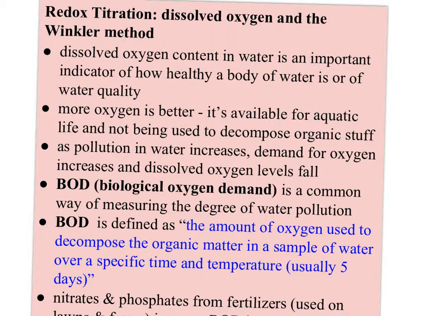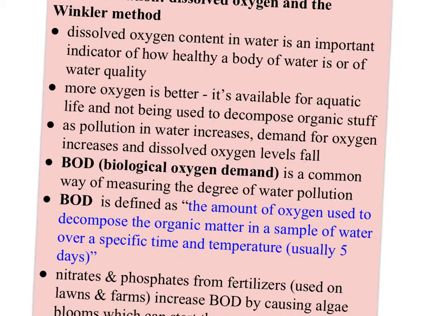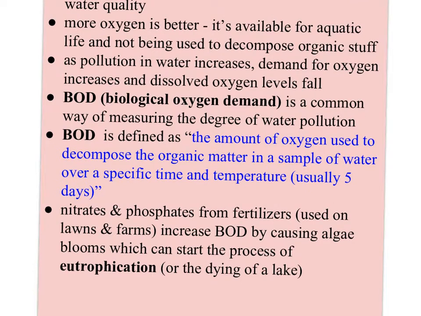So this BOD, or biological oxygen demand, is a common way of measuring the degree of water pollution or the water quality. BOD is defined as the amount of oxygen used to decompose the organic matter in a sample of water over a specific time and temperature. And it's generally 5 days and whatever the current temperature is. So if you have more organic matter, then the amount of oxygen used is going to be higher. The demand is going to be greater. So that's a bad thing.